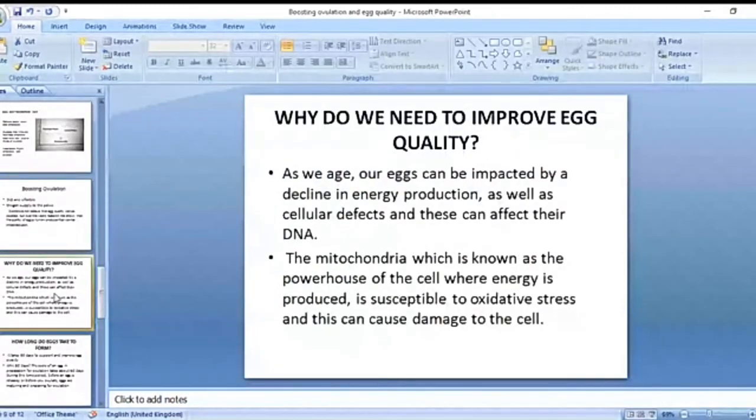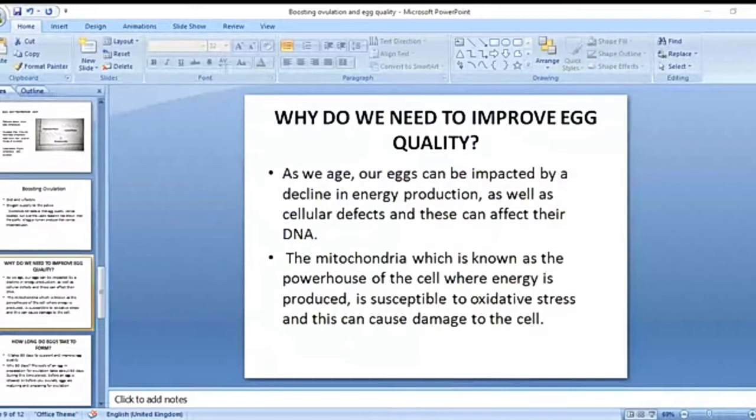So why do we need to improve our egg quality? Most times when people ask why they should boost ovulation, we need to improve egg quality because as we age, our eggs can be impacted by a decline in energy production as well as cellular defects, and this can affect the egg DNA. And if you realize it, most times people that are above 40 are advised not to even conceive because they are prone to have children with Down syndrome.